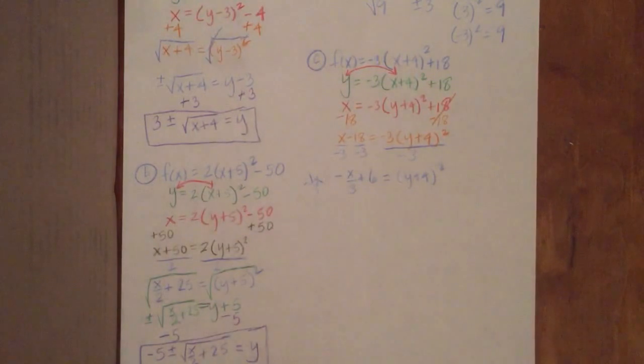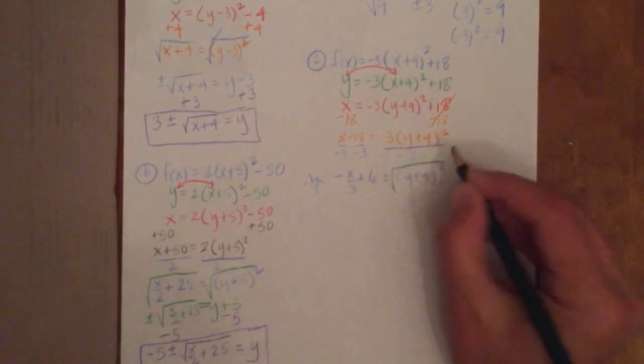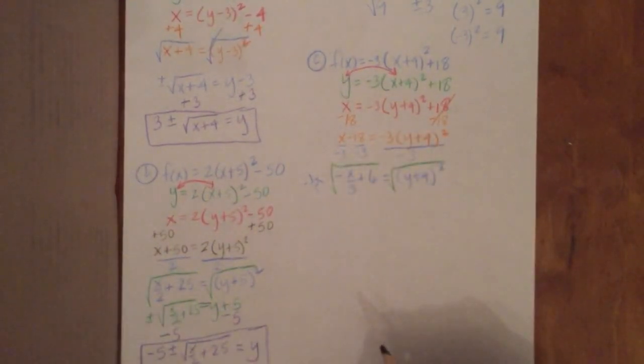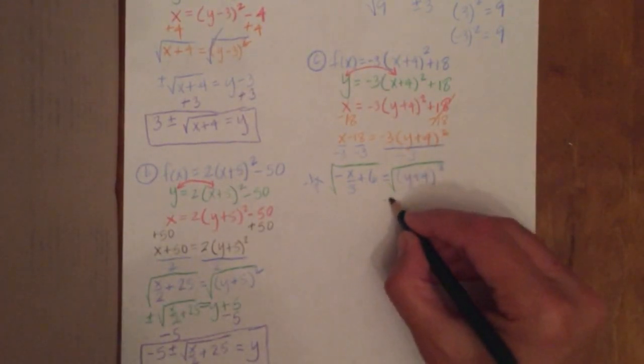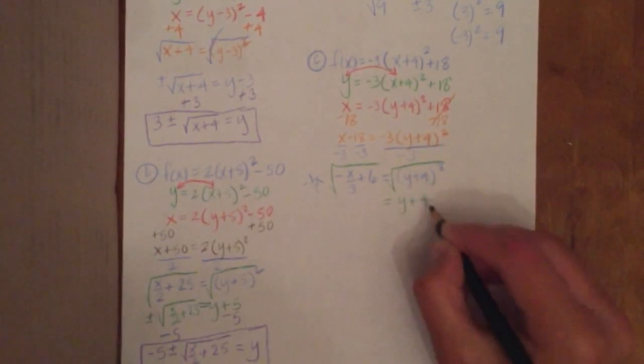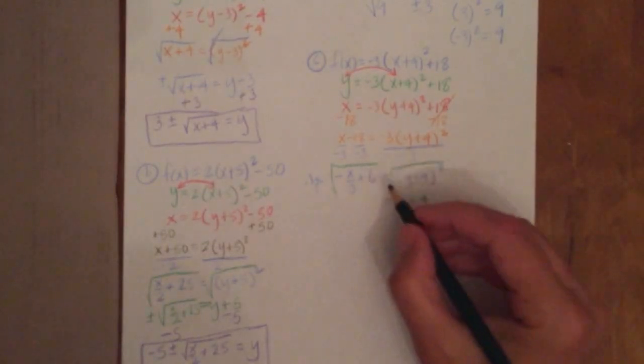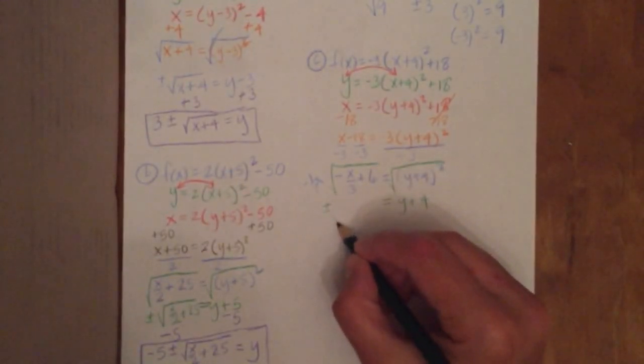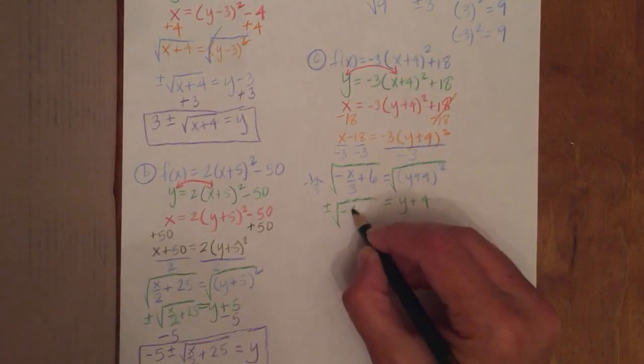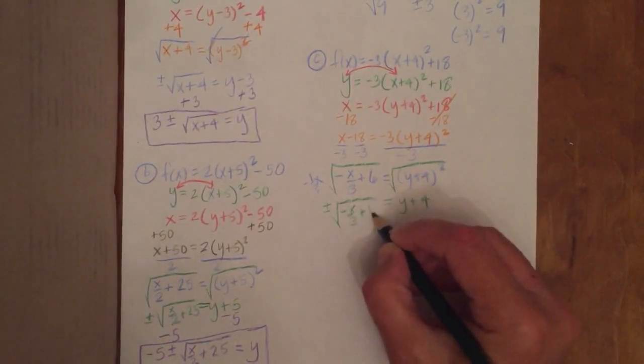So after that, I want to get rid of the squared, so I'm going to take the square root of both sides. Okay, take the square root of both sides. So I'm going to end up with y plus 4 on this side. The inverse relations cancel. And plus or minus square root of negative x over 3 plus 6 on this side.